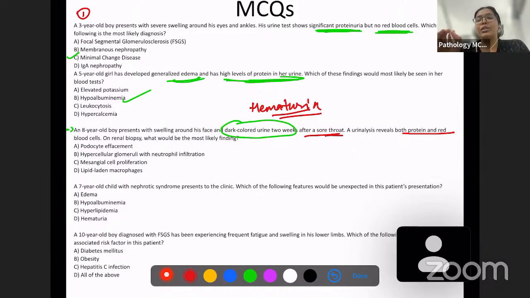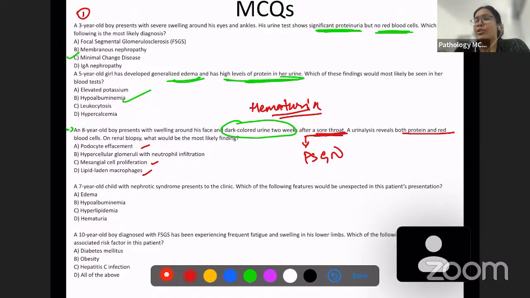Okay. Now this is an interesting question. Podocyte effacement, do we see on a renal biopsy? We would not see it unless we do an electron microscopy. Correct. Mesangial cell proliferation? No. Lipid-laden macrophages also no. So we know the diagnosis here is post-streptococcal glomerulonephritis because there is a sore throat.